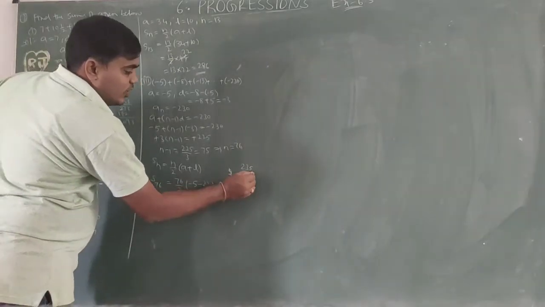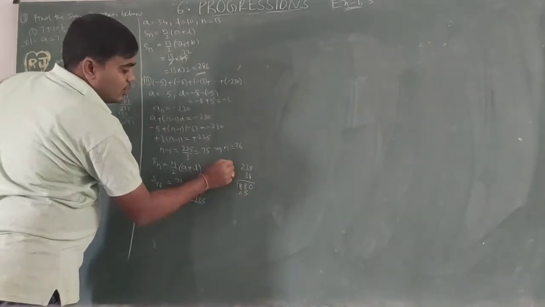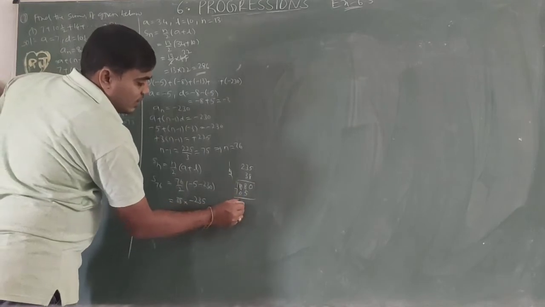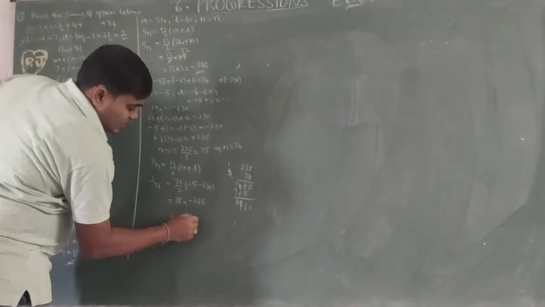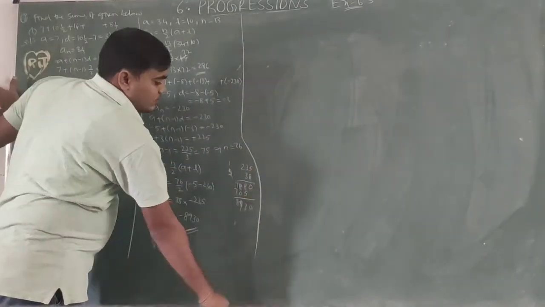Next 3: 3 into 5 is 15, 3 into 3 is 9 plus 1 is 10, 3 into 2 is 6 plus 1 is 7. So the answer is 8930. So this is the required solution.